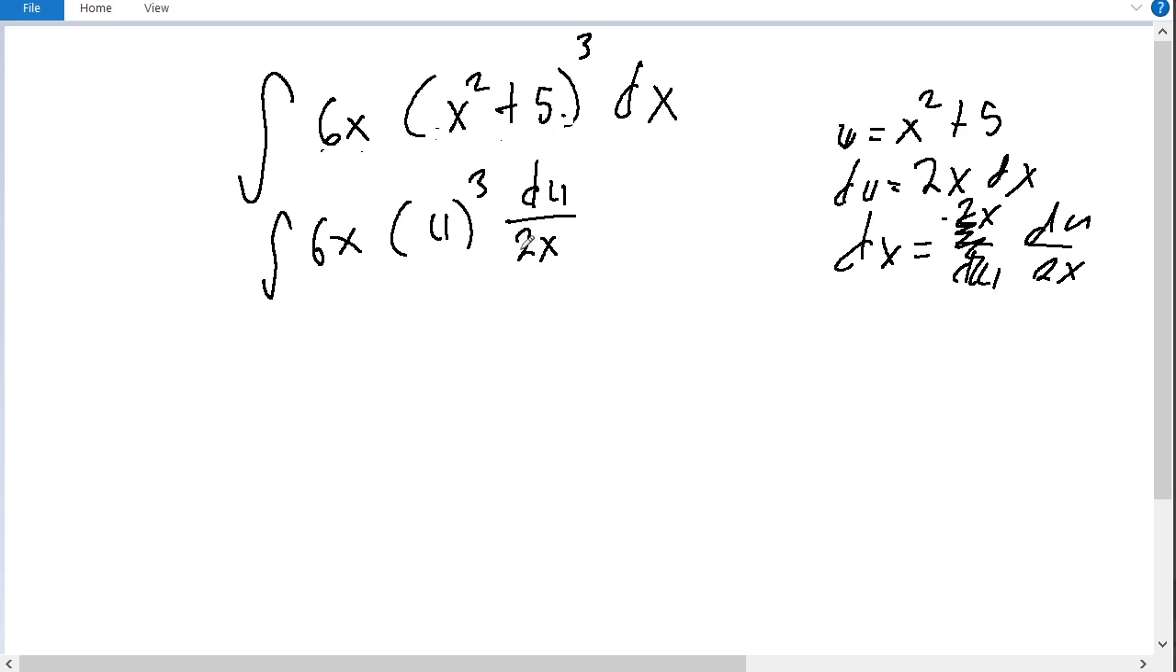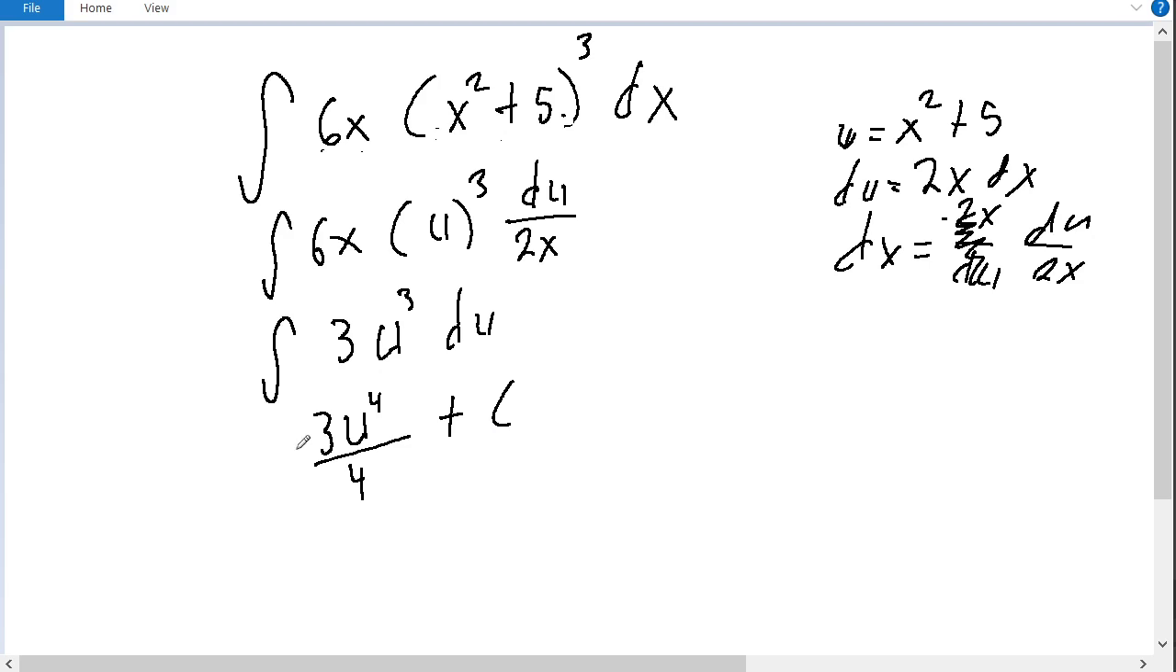Now, if we notice, we're dividing by 2x, and we have a 6x over here. Because dividing by 2x is the same thing as multiplying by 1 over 2x, and multiplication is commutative, we can simply divide it out from here. So 6x divided by 2x will leave us with 3u cubed du. Now if you notice, this integral is a lot easier to evaluate than whatever we had originally. So let's integrate. Well, we have 3u to the 4th over 4, and of course we have our plus c.